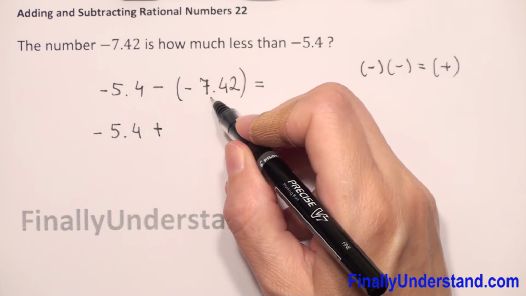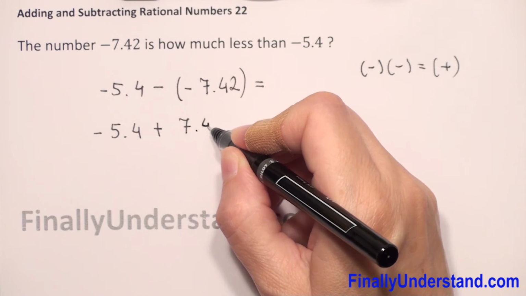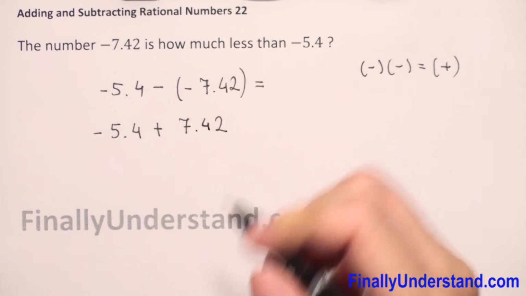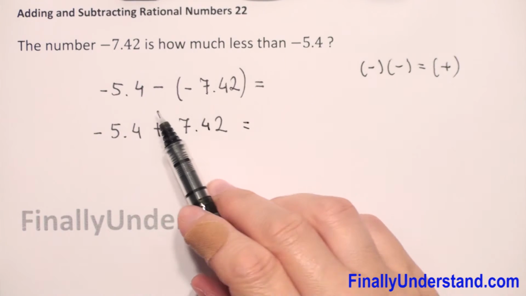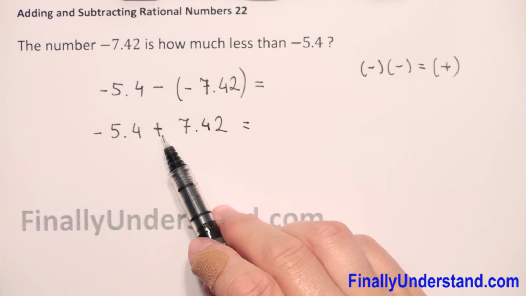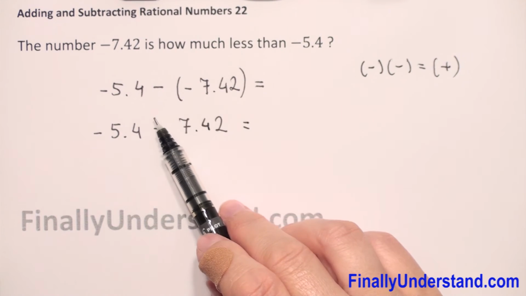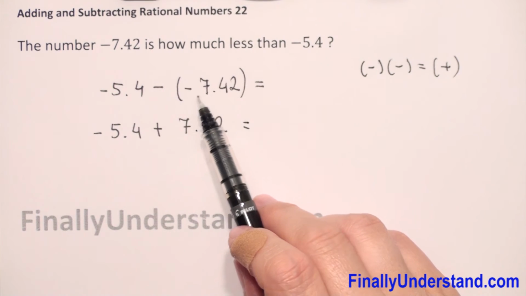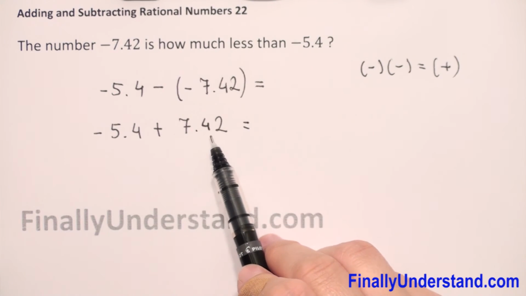So the opposite of negative 7.42 is positive 7.42. We don't have to write another positive sign. So, like I said, negative and negative build one positive sign. Subtraction we change to addition of the opposite. The opposite of negative 7.42 is positive 7.42.